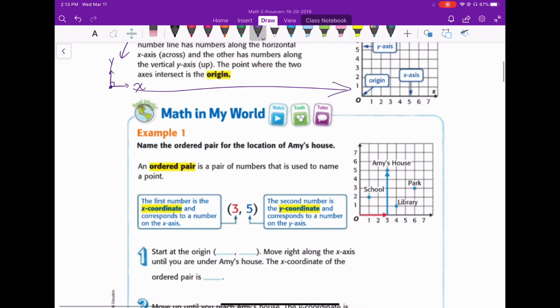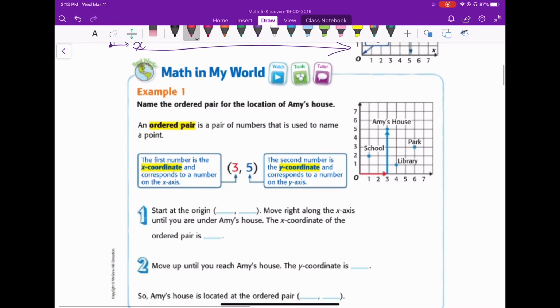So let's break down our ordered pairs then. Name the ordered pair for the location of Amy's house. So identify it first. Amy's house is this point right here. So an ordered pair then is a pair of numbers that is used to name a point within a coordinate plane. And just like we would say the alphabet in alphabetical order, ordered pairs follow that same order, where we have x, comma, y.